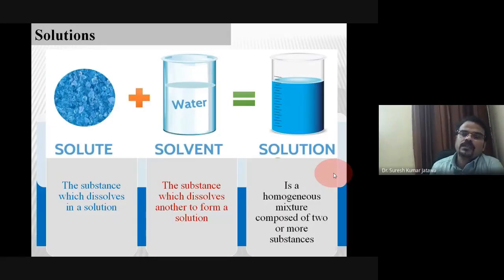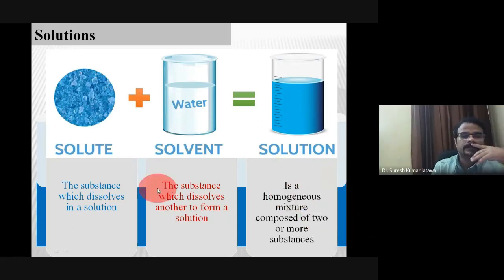So what is a solution? When a known amount of solute is dissolved in a known amount of solvent, the resulting component is known as solution. The substance which you are going to dissolve in solvent is known as solute, and the one in which you are dissolving your solute is known as solvent. As a result, a homogeneous mixture will form. This is known as solution.